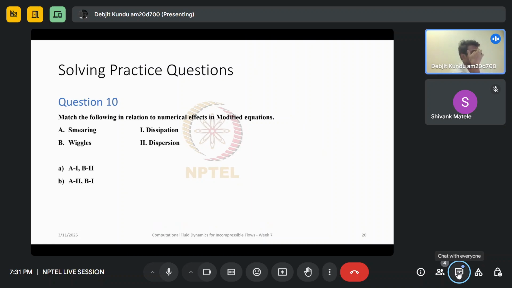And the last question is regarding the actual numerical effects. Is it smearing or wiggles? What corresponds to dissipation and dispersion? Once again, only two options, A1B2 and A2B1. A. Once again, A1B2. So smearing is a result of dissipation and wiggles are the results of dispersion. Correct.